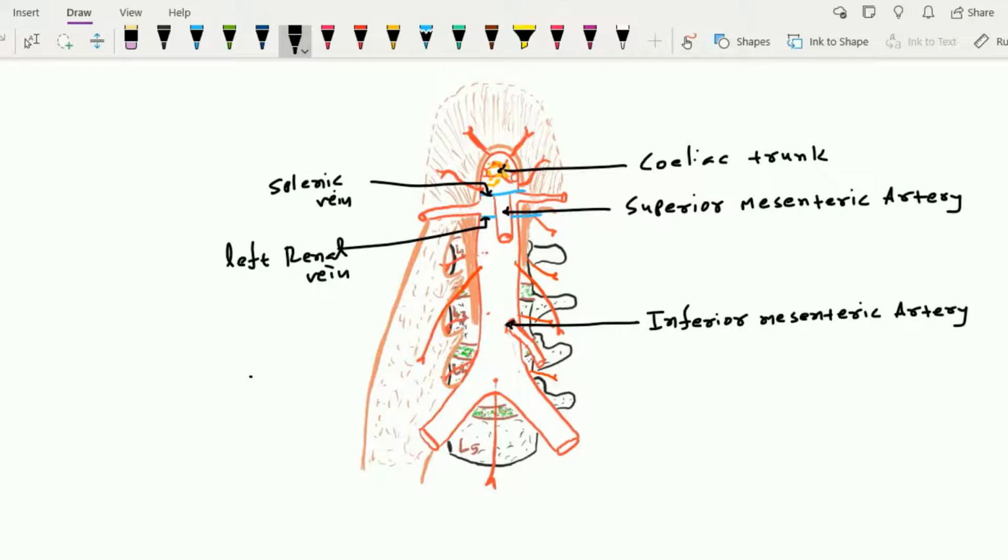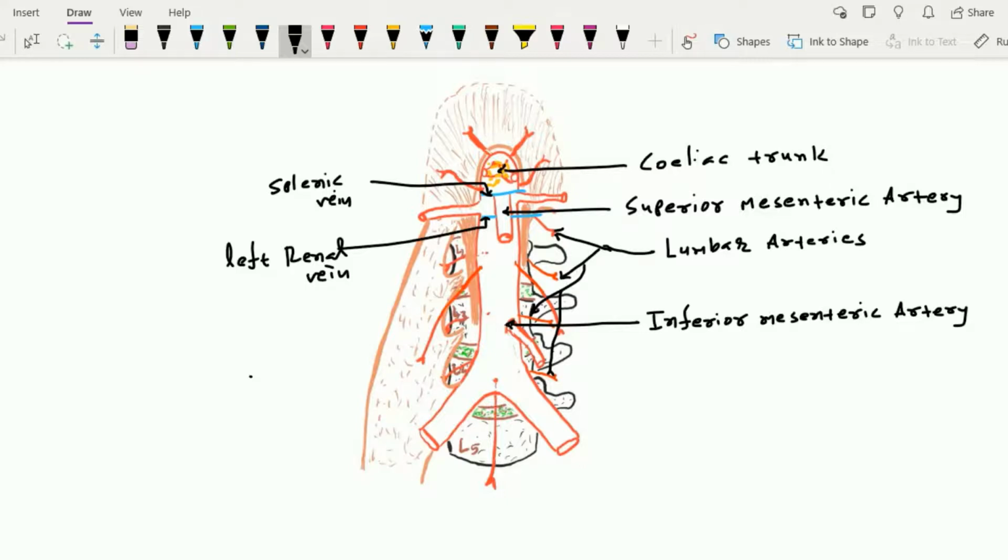When we see the posterior relations of this abdominal aorta, we can appreciate that there are 4 lumbar vertebrae along with their intervertebral disc and their anterior longitudinal ligament. So all these structures lie posterior to this abdominal aorta. Along with this, the 4 lumbar arteries arise from the dorsal aspect of the aorta. They also lie behind the abdominal aorta. So here these are the lumbar arteries. Along with that, the left psoas major muscle also lies posterior to the abdominal aorta.